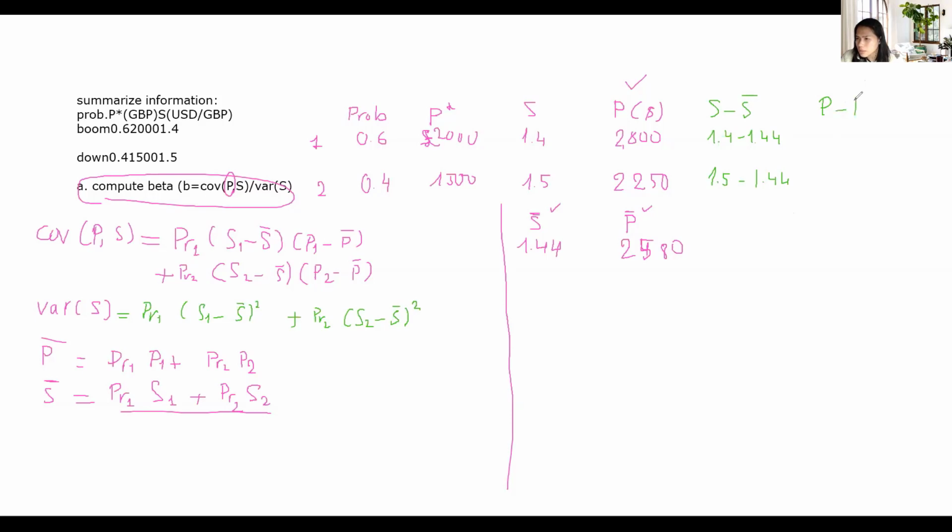In the next column, I'm going to have P minus P bar. So once again, I'm going to have 2,800, which is P1, minus 2,580, which is P bar. And then for the second scenario, I'm going to do the same thing. I run out of space here, but if this is an Excel file, I'm going to create another 2 columns for these products here. I'm just going to keep creating the columns and do the calculation accordingly.